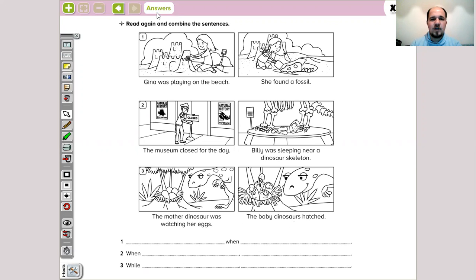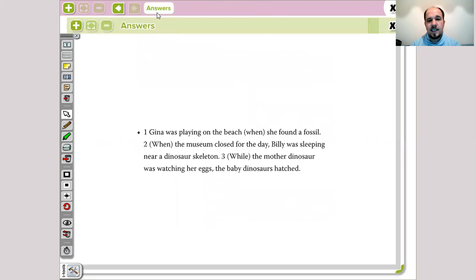Yeah, let me show you the answers. Here it is. We can just repeat one more time. Gina was playing on the beach when she found a fossil. 2. When the museum closed for the day, Billy was sleeping near a dinosaur skeleton. And exercise 3. While the mother dinosaur was watching her eggs, the baby dinosaurs hatched. Yeah, these are the answers.